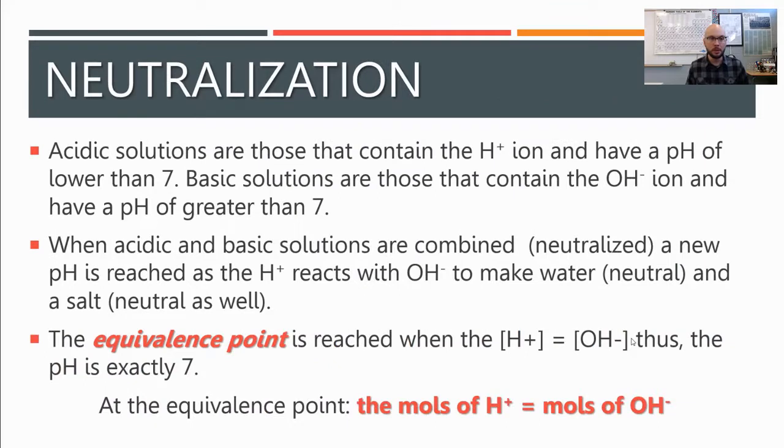Acidic solutions are those that contain the hydrogen ion and have a pH of lower than 7. Basic solutions are those that have the hydroxide ion and have a pH of greater than 7. When acidic and basic solutions are combined or neutralized, a new pH is reached because the H plus reacts with the OH minus to cancel out and produce water, which is neutral. The equivalence point is reached when the concentration of hydrogen ions is equal to the hydroxide ions.